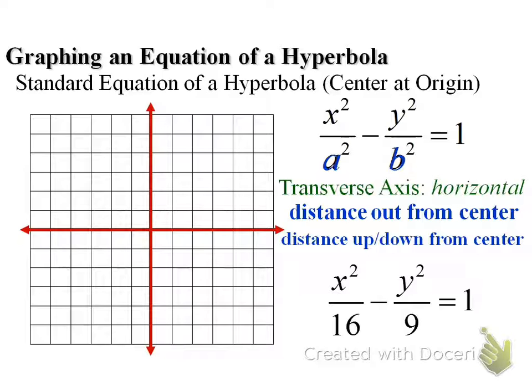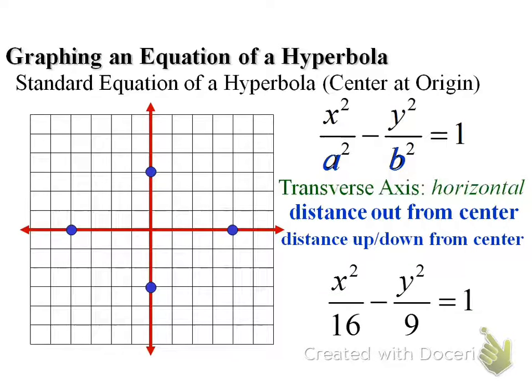So where are my vertices going to be? a units from 0, left or right. Yeah, so 4 units from 0, left or right. Where would my co-vertices be? So 0, 3. Good, 3 units, up or down.